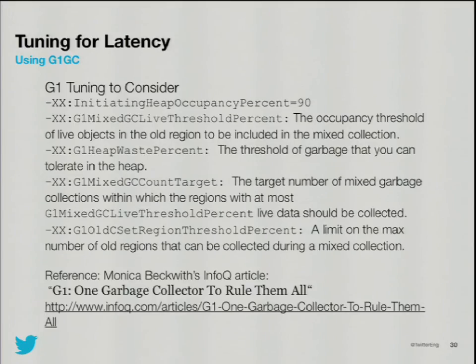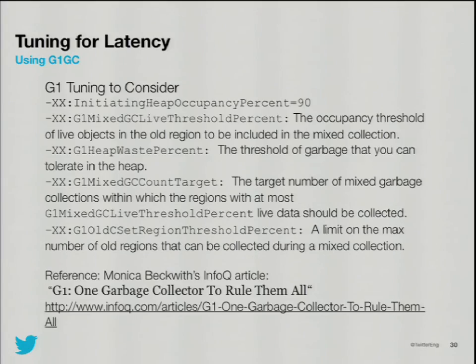Tuning to consider for G1. Initiating heap occupancy percent. This is the same as CMS, essentially. Max GC live threshold percent is the amount of live objects in the old generation before a mixed collection occurs. This gives you an idea. This knob allows you to manipulate whether you're going to be more throughput mode or more concurrent mode for G1.